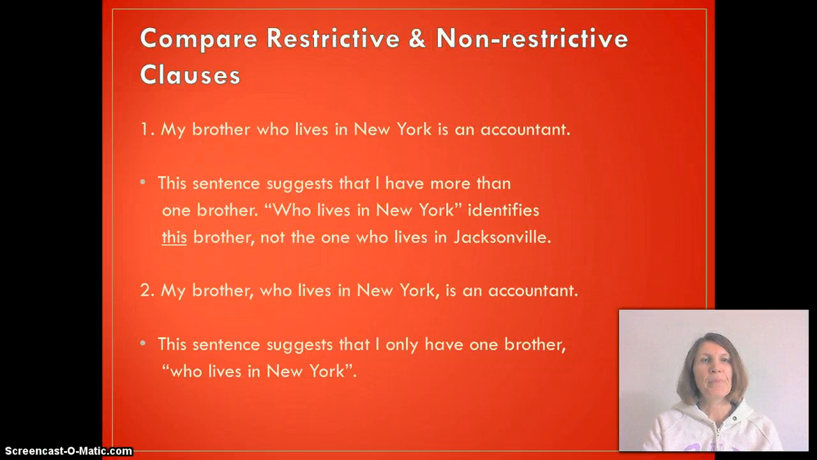Now let's compare. My brother who lives in New York is an accountant. So, which brother? The one who lives in New York, not the one who lives in Jacksonville. So this is necessary because I'm referring to which brother.